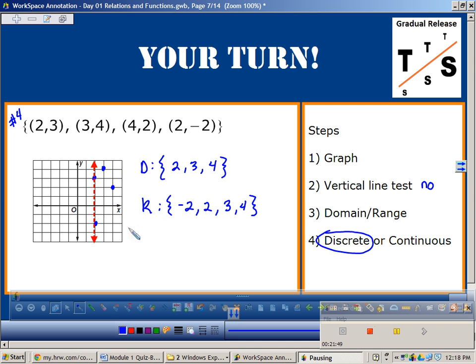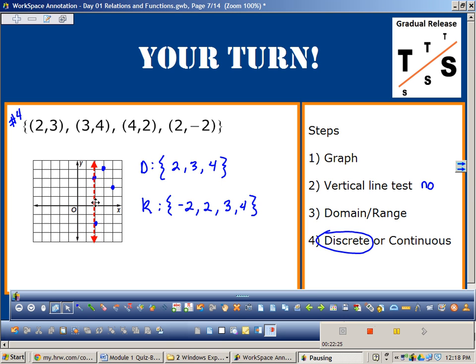As I'm going on my range, I'm going to start with my negative values first, right? So it intersects with negative 2, then 2, then 3, then 4. You kind of do a line test this way with your x's and the other way with your y's. All right, any questions so far? Oh, yeah, and it's discrete. It's not a continuous line, it's discrete.